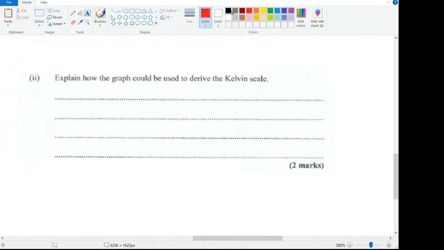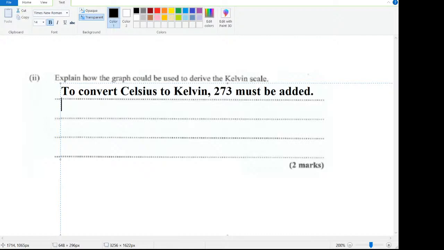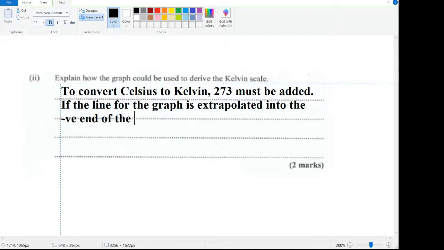Well, you want to say something like this. Since to convert Celsius to Kelvin, 273 must be added, if the line for the graph is extrapolated or continued into the negative side of the y-axis, the line will touch the x-axis at minus 273 Celsius.